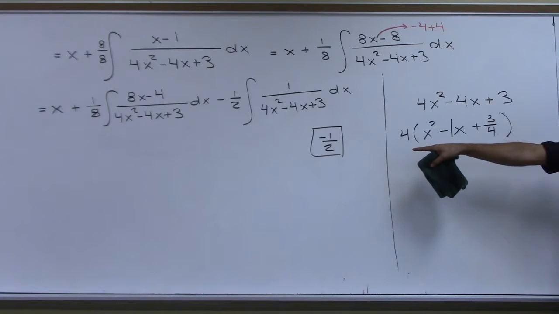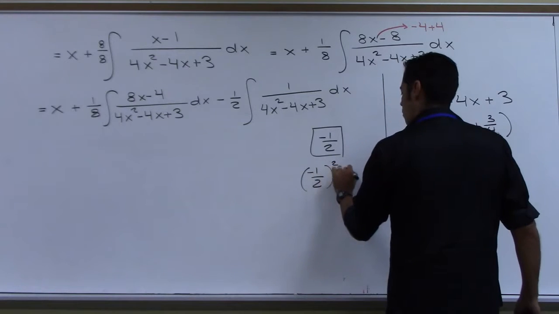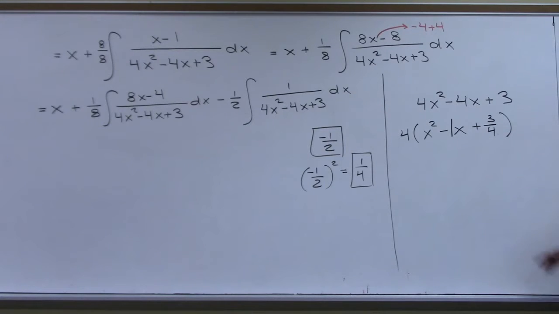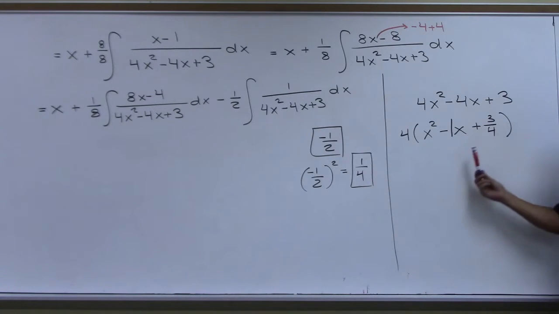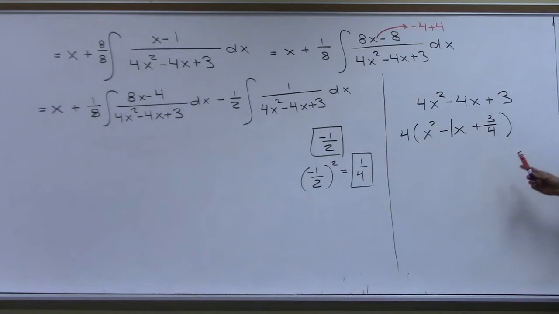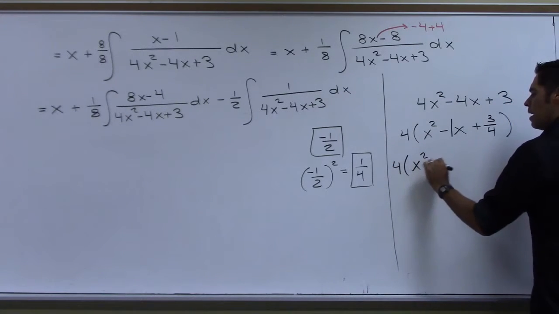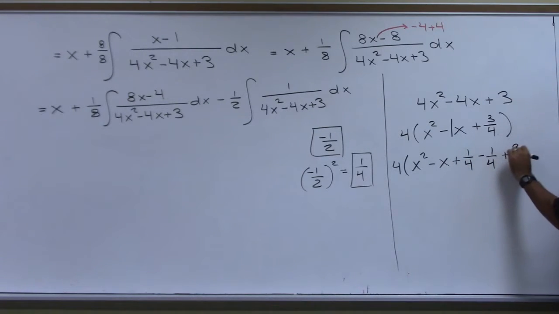Then I square that, don't I? -1/2 times -1/2 is going to be 1/4. And that's my second special number. Which one of these numbers is the one that I come in here with that 0 again? The second one, right? The 1/4. And I'm going to do what with it in here? Add it and subtract it, right? And where do I do that? In between the x term and the constant. So I have 4 times x squared minus x plus 1/4 minus 1/4 plus 3/4.